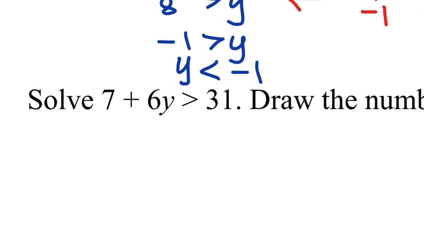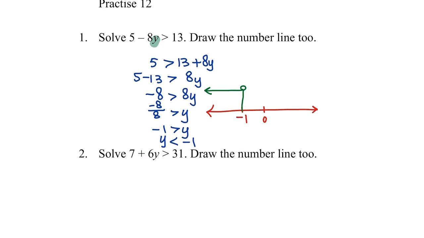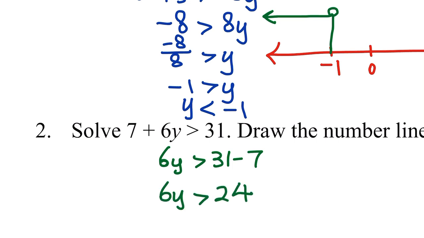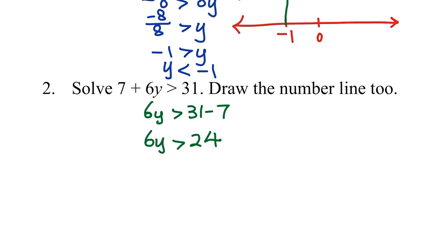So first of all, remember our focus is to make sure the number next to y is positive, but in this question it's already positive, so we don't need to change. And then the next step is to put all the numbers on one side and the unknowns on the other side. Now we have a number 7 here, so if you want to move it to the other side, it will be minus 7 there. So 6y larger than 31 minus 7. Now can you help me to click in calculator or do it by hand? 31 minus 7, what can you get? Yes, 24. Good, easy.